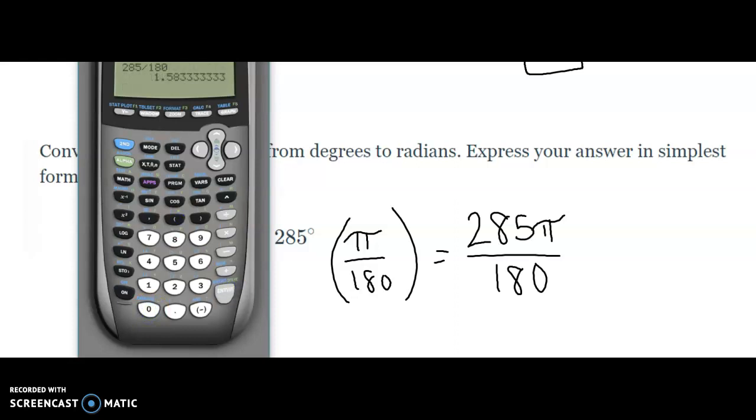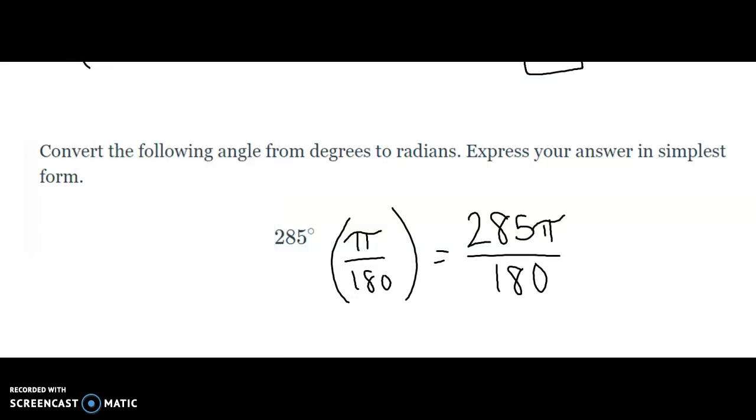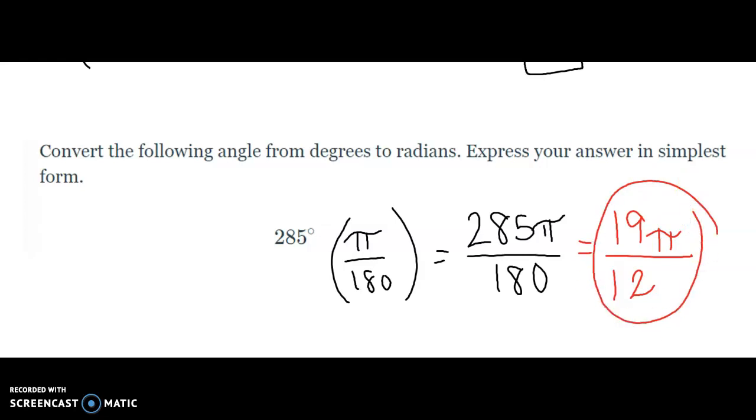So it gives me this decimal. I don't want a decimal, I want a fraction. That's how Deltamath asks for it. 19 over 12. So this is 19 and this is 12, and don't forget your pi. So there it is, 19 pi over 12 radians, because we converted that degree into radians.